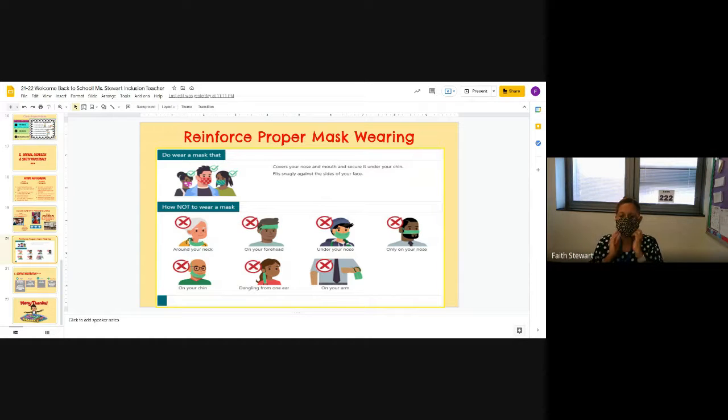So we make sure it's like this. A lot of students do this, but that's not the correct way. And of course, this is how not to wear the mask. I just showed you also, not as a headband over your forehead, under your nose, or only on your nose. And of course, not on your chin, dangling from your ear, or on your arm.